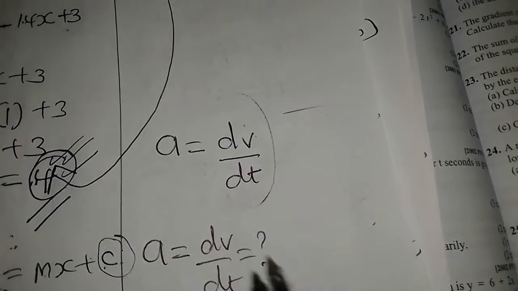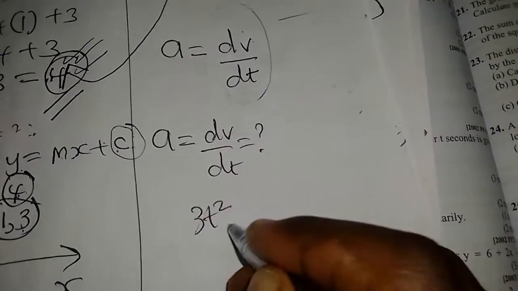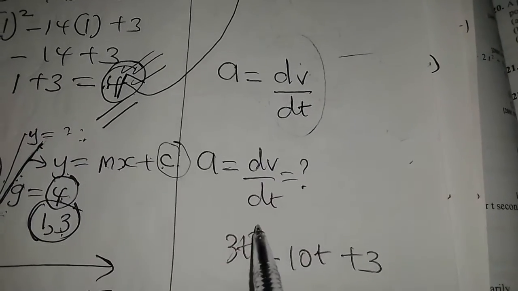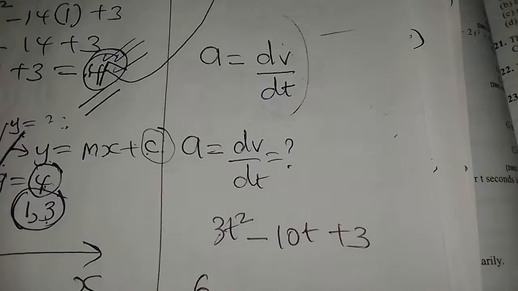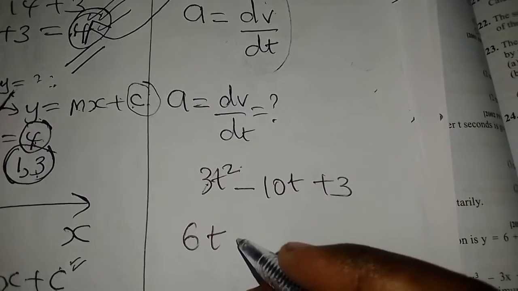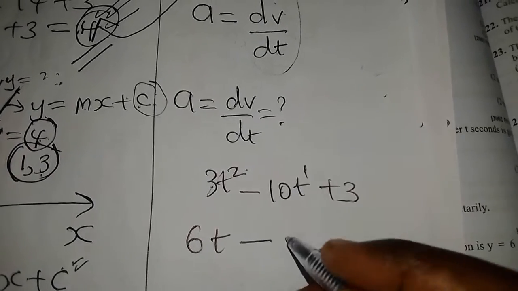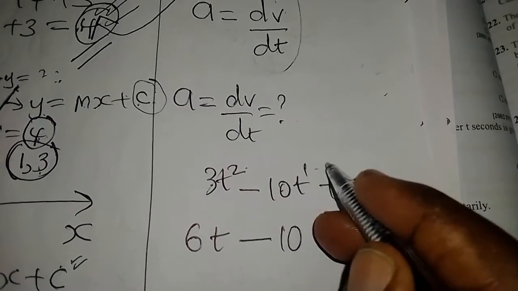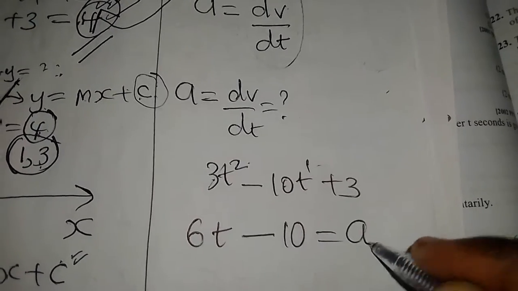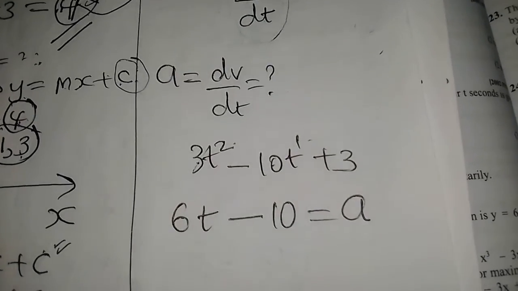So what do we need to get here? The equation reads 3t squared minus 10t plus 3. So how do I differentiate this? I'll take this times this, I'll get 6. I reduce the power by 1, I'll remain with 6t at the end of the day. So minus, I can drop 1 here. Then 10 times 1 is 10. Reduce the power by 1, that is 0. The constant gets dropped. So this is actually the equation for acceleration, a equals 6t minus 10, after differentiating the equation for velocity.